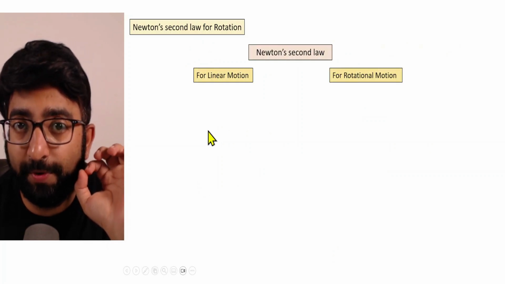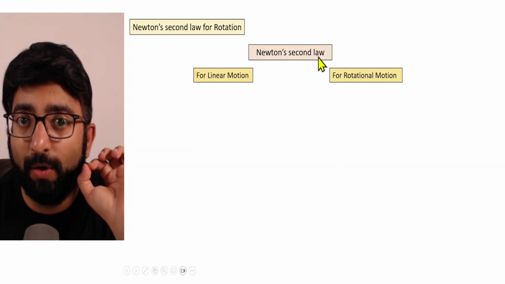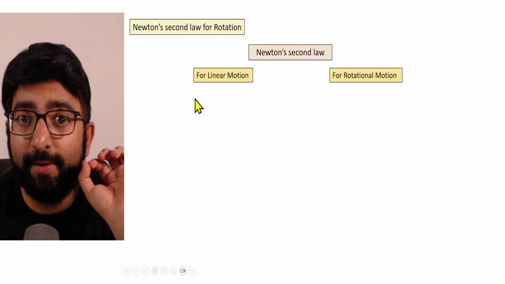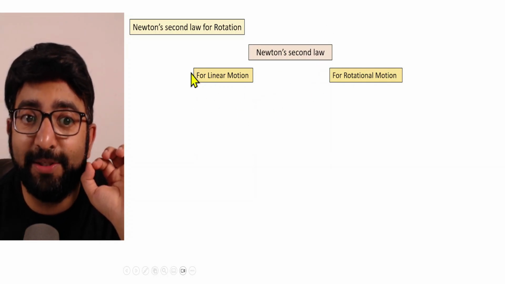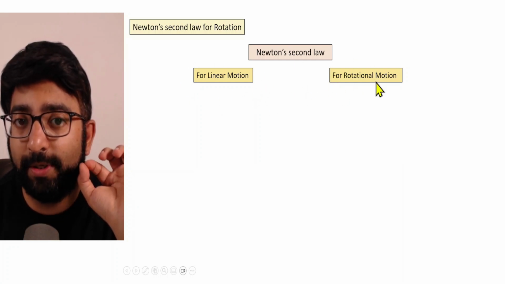Newton's second law of rotation. Now we are going to consider two variations of Newton's second law. The one which we had earlier done, remember F is equal to ma, that is for linear motion. So a similar expression is valid also for rotational motion.